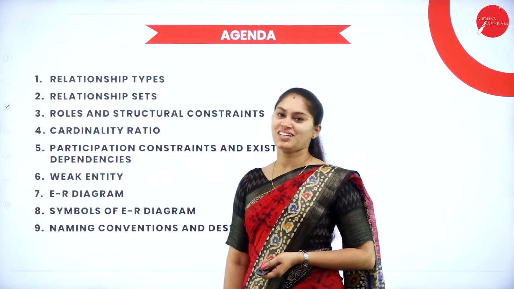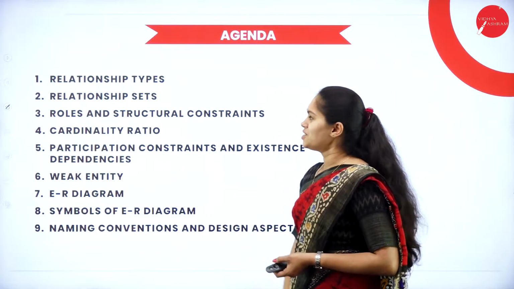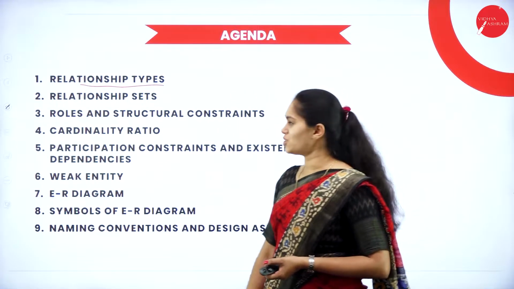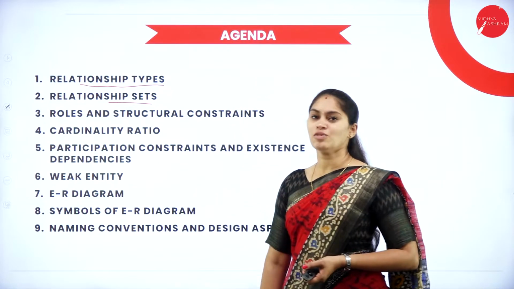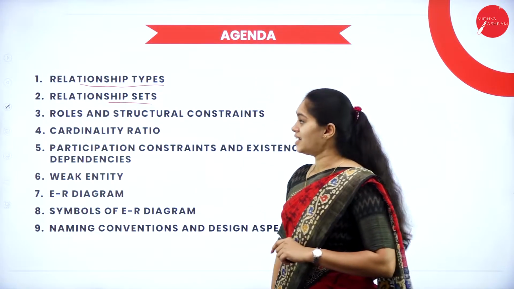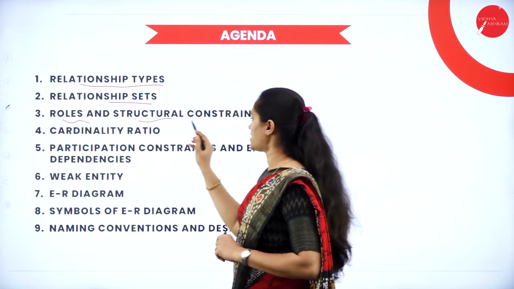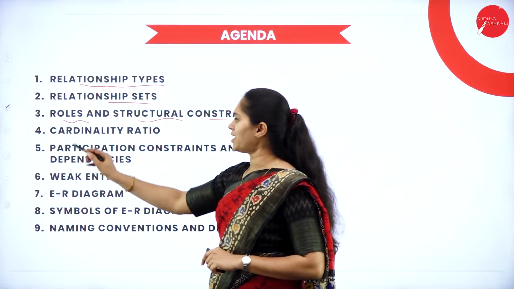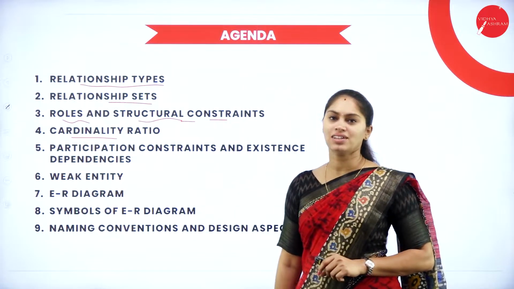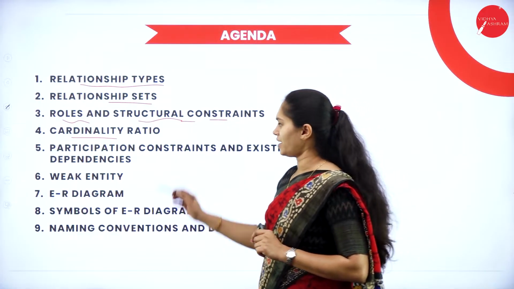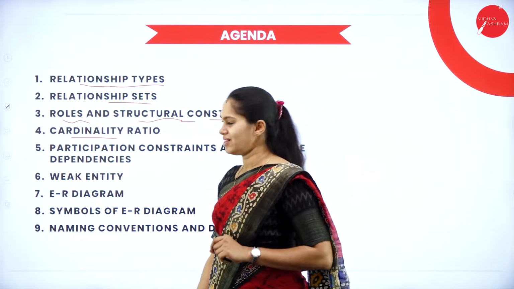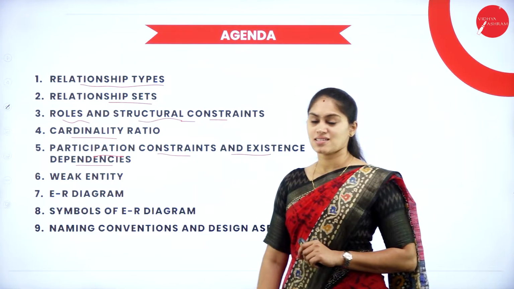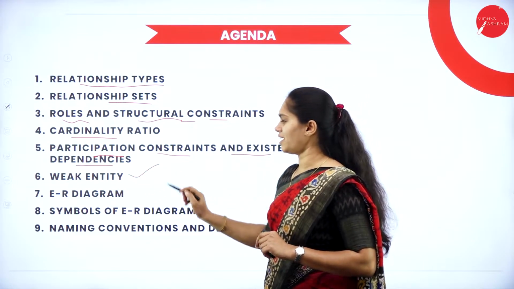In today's session, we have more content to complete. We will get to know about relationship types, and I will also discuss what you mean by relationship set. Then we'll see roles and structural constraints, or what are the rules we have to follow. Under structural constraints, we have cardinality ratio, which is very important and very easy. Then we'll see participation constraint and existence dependencies, and also we'll get to know about the weak entity.